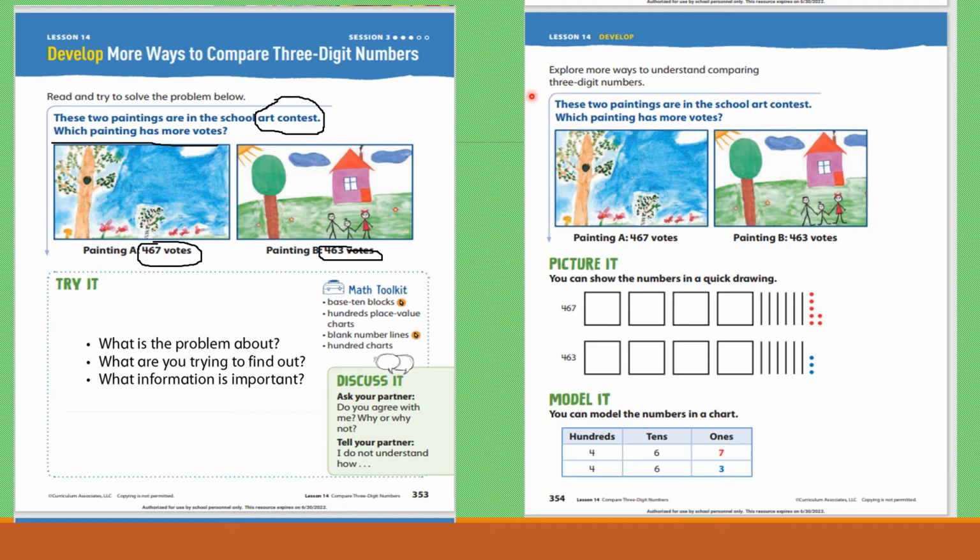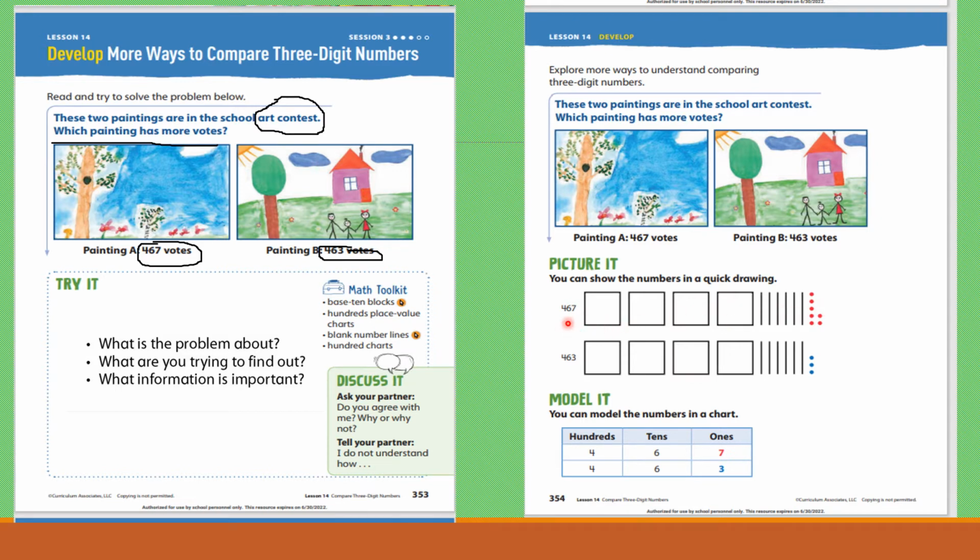Let's look at the next page real quick. Explore more ways to understand comparing three digits. It says, again, these two paintings are in the school art contest. Which painting has more votes? Painting A, 467, or painting B, 463. The first way we can solve this problem is by drawing a picture. Picture it. You can show the number in a quick drawing. Remember, these are the representations of the base 10 blocks.